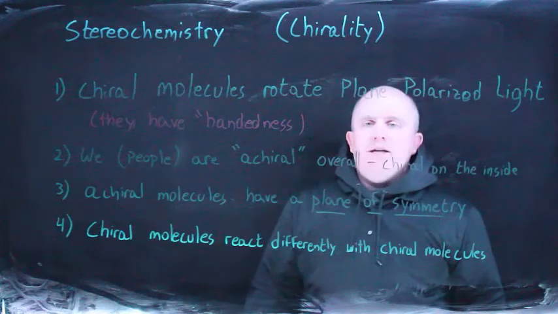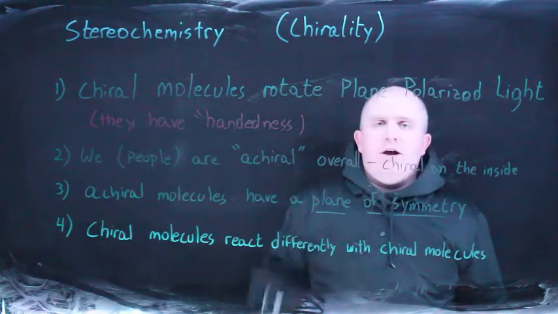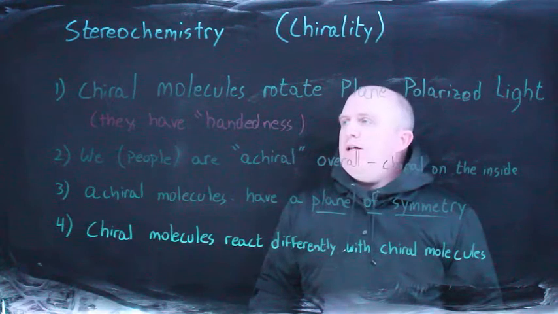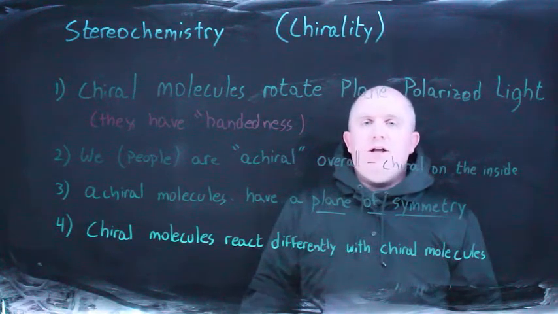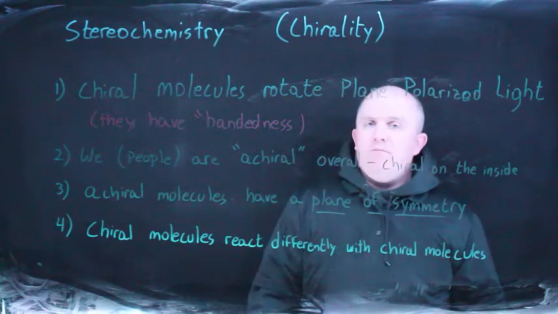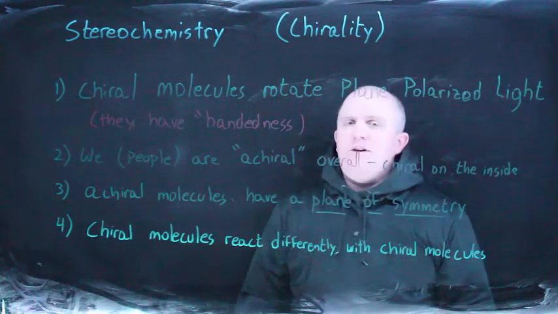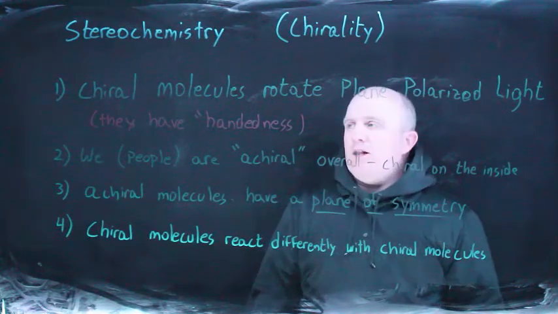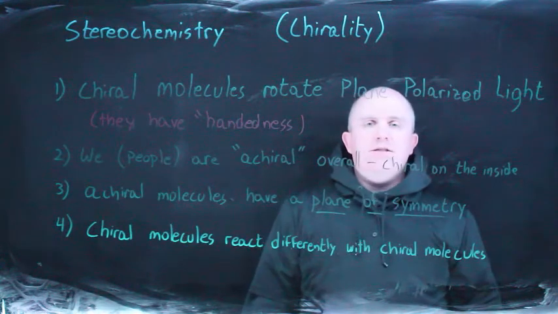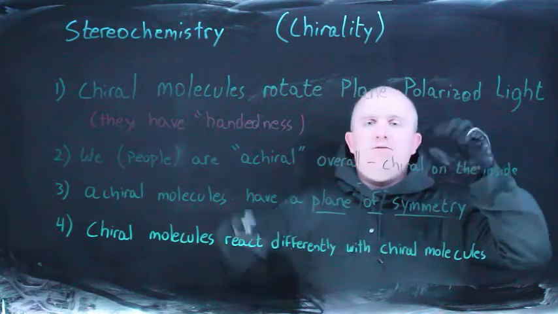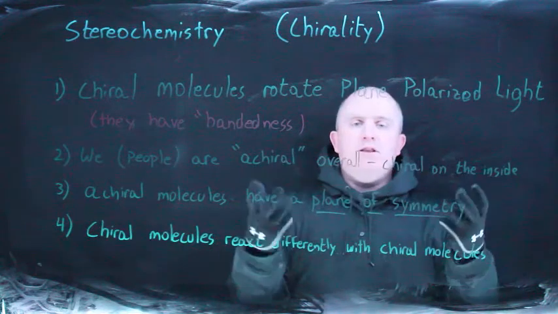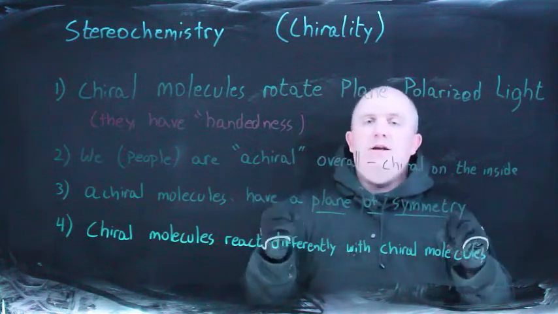The main topic of the day is stereochemistry, or chirality, and the key thing that I need to convey is that there are molecules that can rotate plane polarized light, and we call those molecules chiral molecules. Now that's a very strange definition for a chiral molecule, but what it essentially means is that the molecule is different in 3 dimensions. So your right hand and your left hand are different from each other in 3 dimensions.